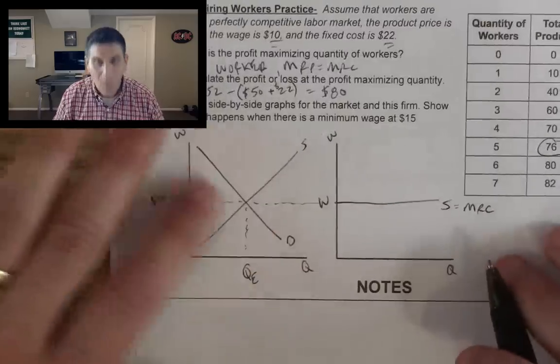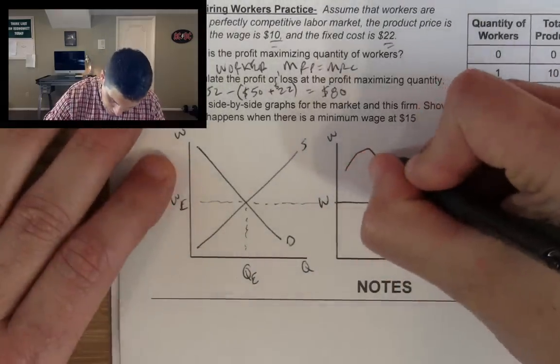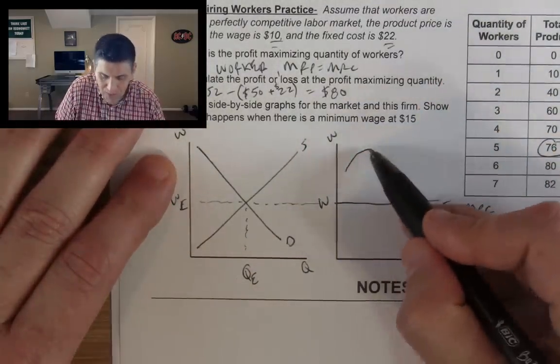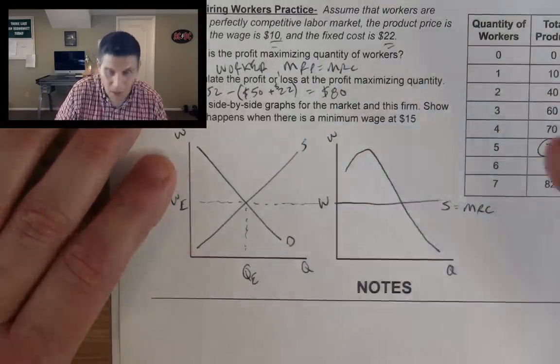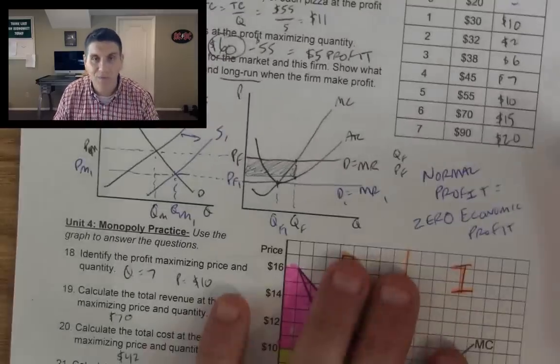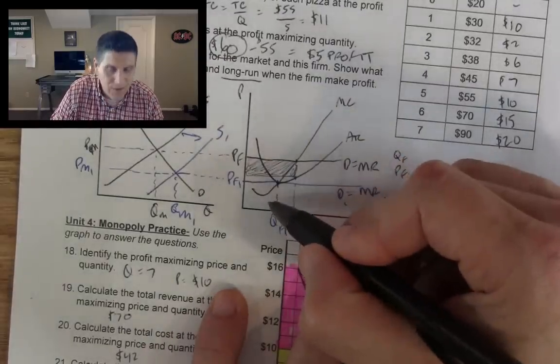What's it doing? Well, it's going up and it's going down. Now, you don't necessarily need the section where it's going up. I put it on there anyways, but you don't. Same thing for marginal cost. You don't have a marginal cost, the part where it's going down. You don't necessarily need that.